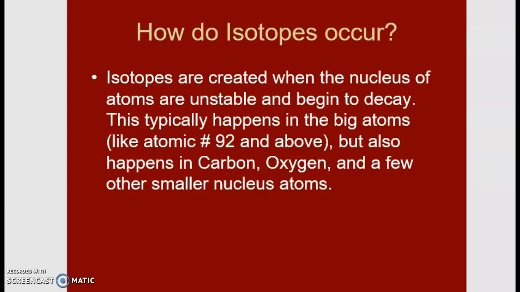So how do isotopes occur? Isotopes are created when the nucleus of atoms are unstable and they begin to decay. This typically happens in the bigger atoms like number 92 and above on the periodic table, but it can also happen in smaller atoms such as carbon, oxygen, and hydrogen.